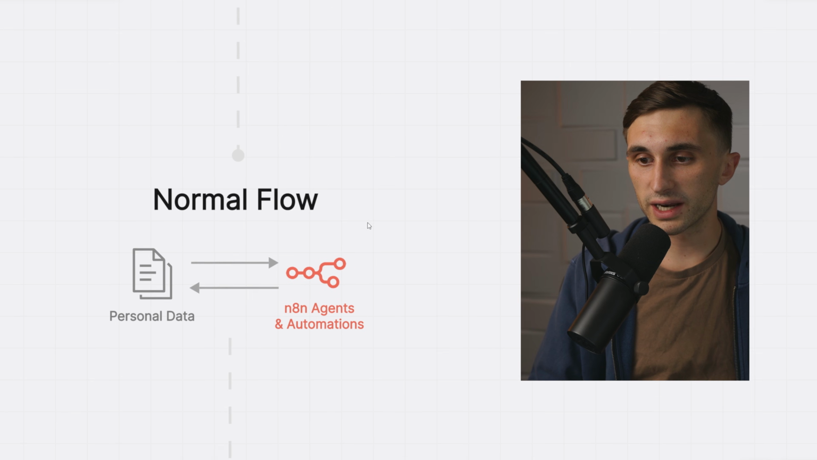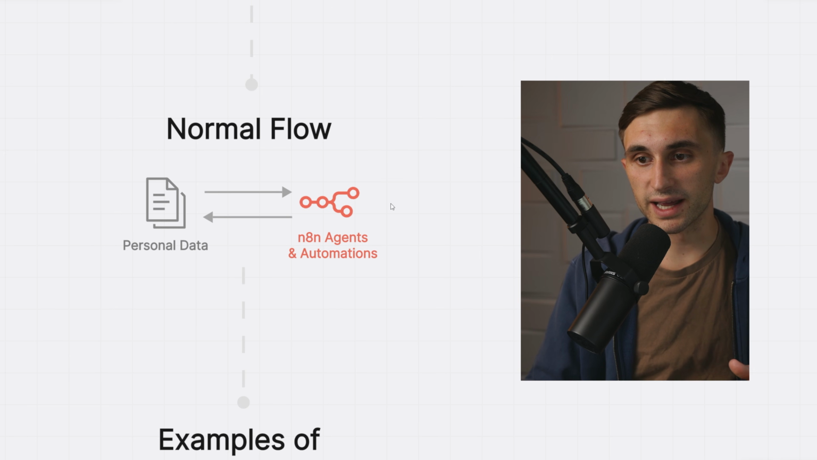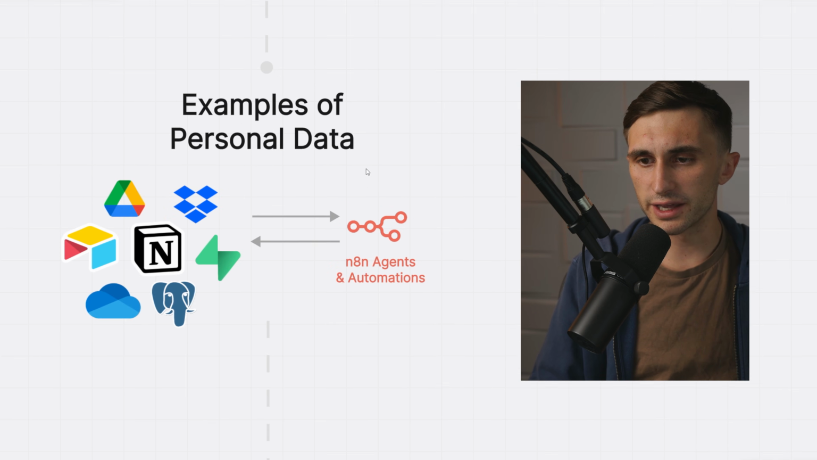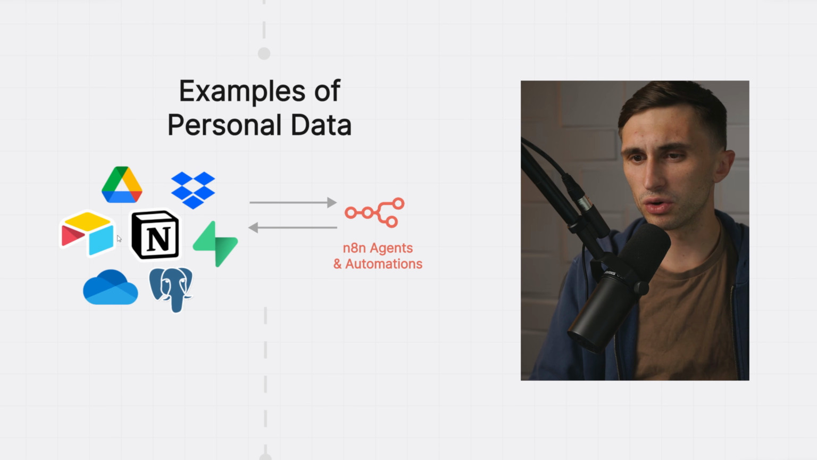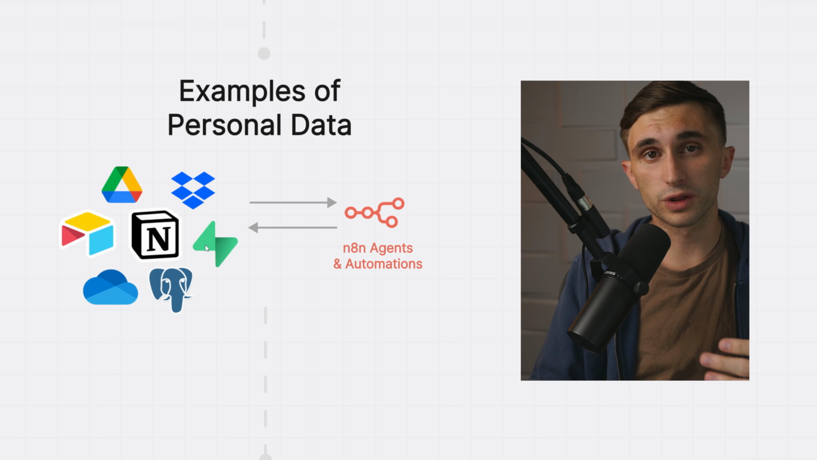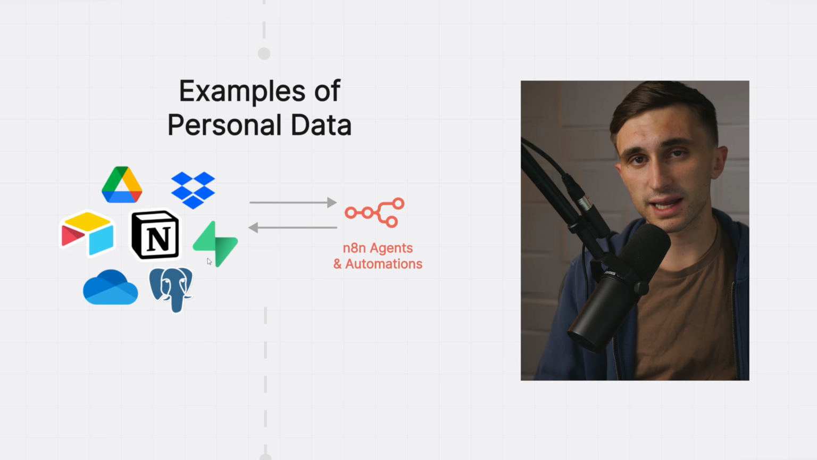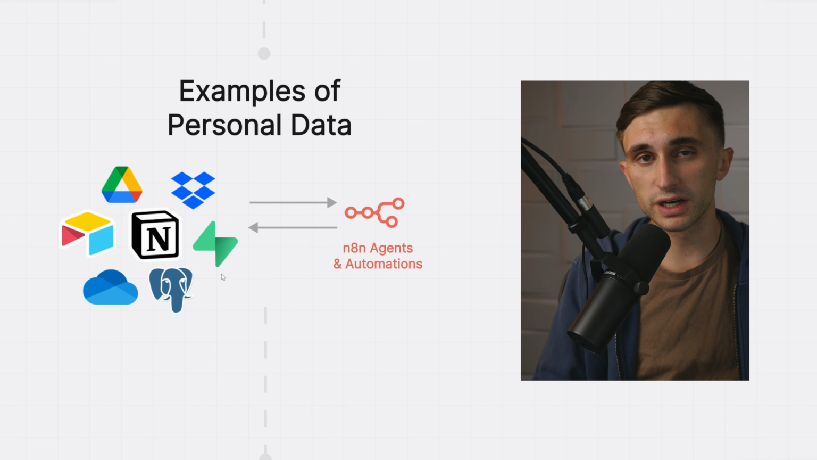Before we get into that, the normal flow with N8N is normally you're just accessing your personal data and it's enriching your AI agents and it's powering your automations. These are things like your Notion account, your Airtable, your Google Drive, Dropbox. Maybe you have a Supabase account with a bunch of data, or you're using some other Postgres, or you have OneDrive running. Anything that you're normally accessing, pretty easy to connect with on N8N. And I have other videos on that as well.